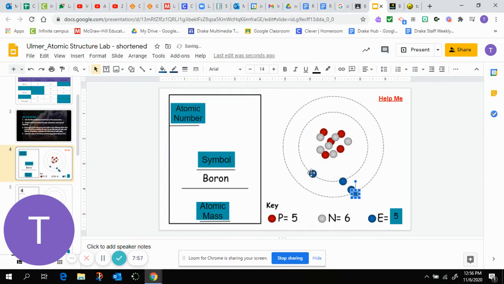Okay, and 1, 2, 3 more. Okay, so I have a total of 5 electrons. Now my atom's been built. I need to know the atomic number, the symbol, and the atomic mass for boron. So I can find that on my periodic table.